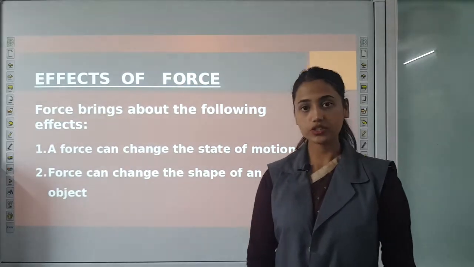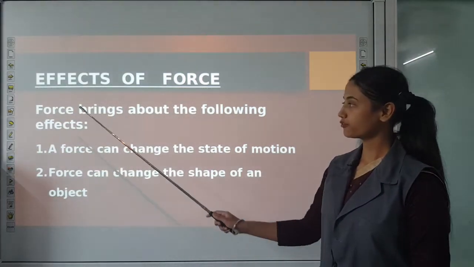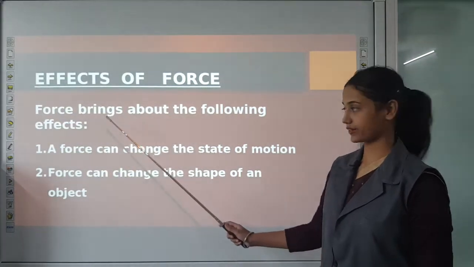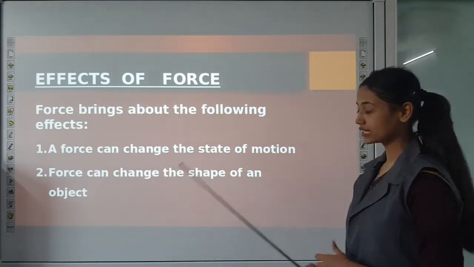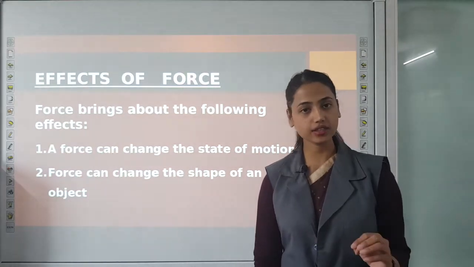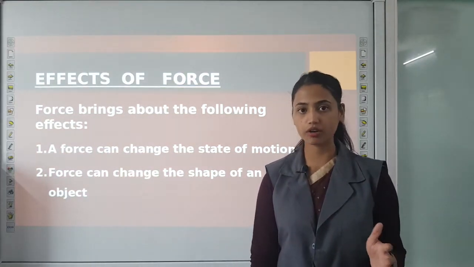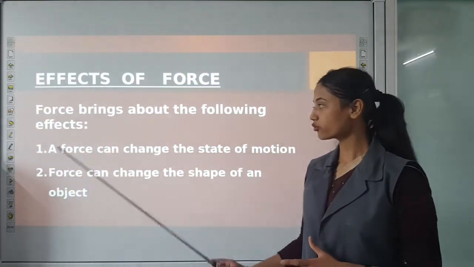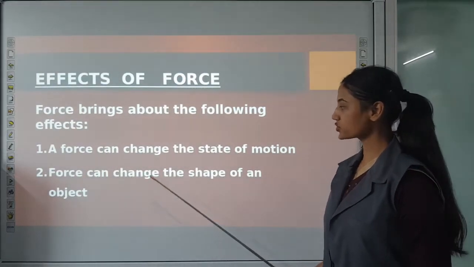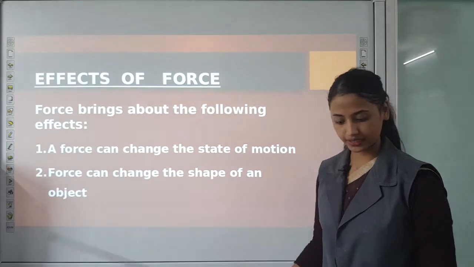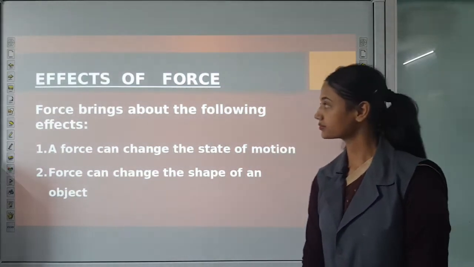Now let's talk about effects of force. Force brings about the following effects. First is, a force can change the state of motion. State of motion means either any object is moving or it is at rest. So force can change the state of motion. And force can also change the shape of an object. Let's see how.